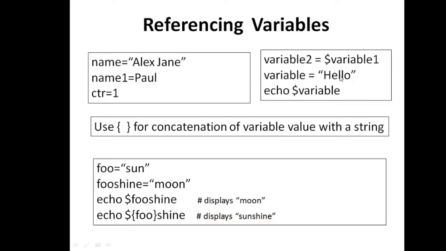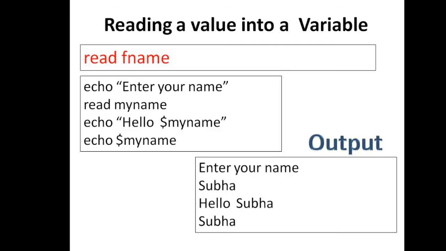Variable is equal to hello, echo dollar variable. This echo is to display the content of that variable. You can also use the curly braces for concatenation of variable value with a string. For example, I have a variable called 4 and 4shine. Suppose I give echo $4shine, then the value of this variable will be displayed. Suppose I enclose this 4 with the curly braces, then that value sun will be concatenated with the shine. So I display the sunshine. So these are some of the basic things about variables.